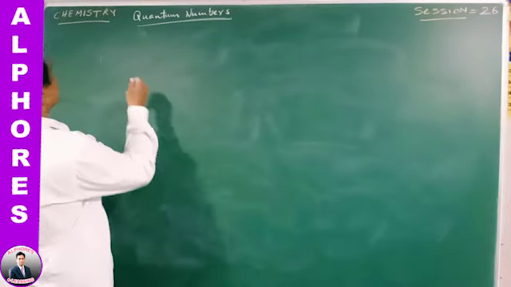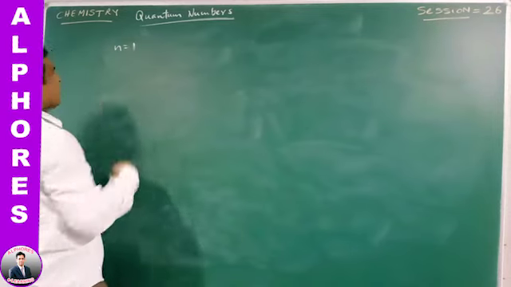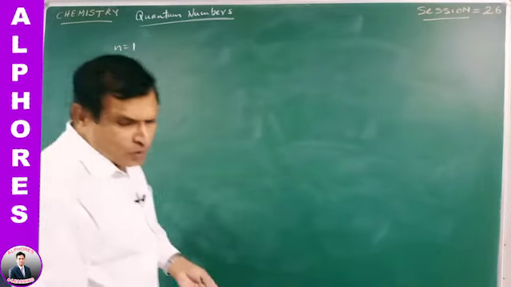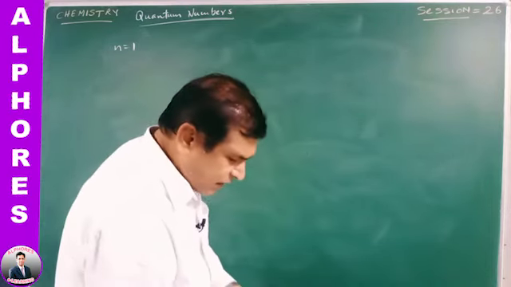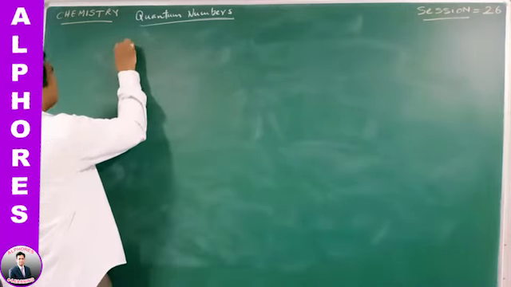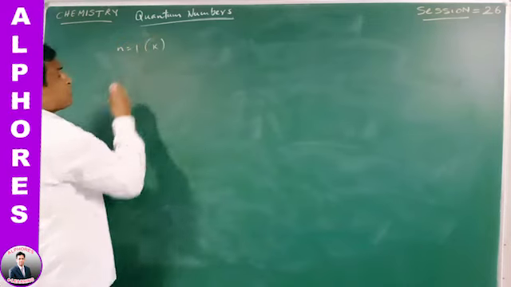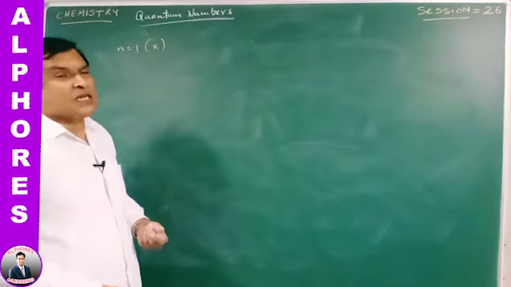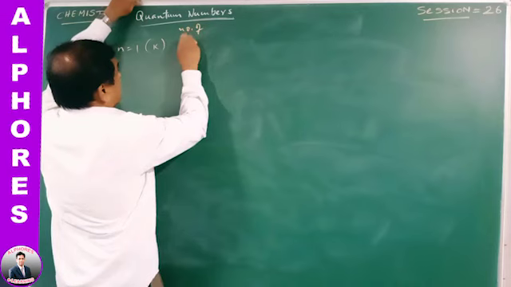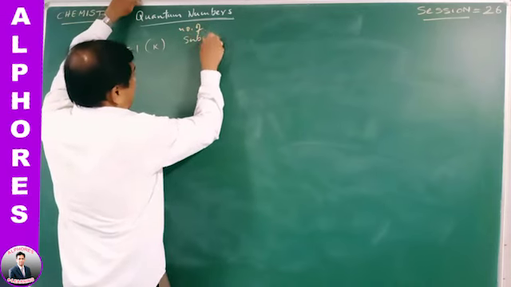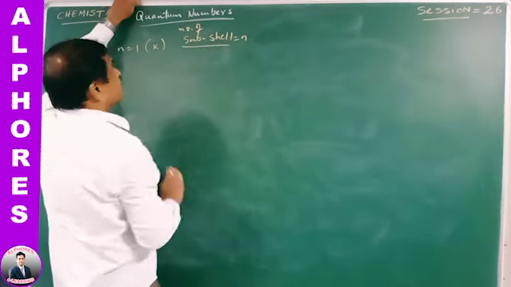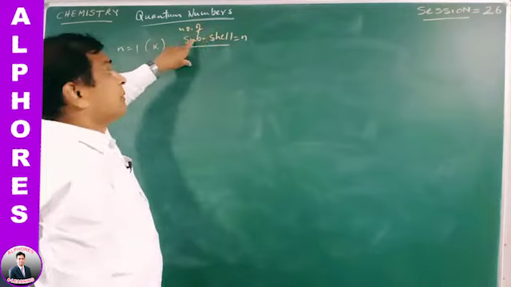Right, n is equal to 1, that is the first orbit, the K shell. In this first orbit, how many suborbits, the number of subshells, exist in total? That is equal to n. Remember that. The total number of subshells in the orbit is equal to n. That is the second column.